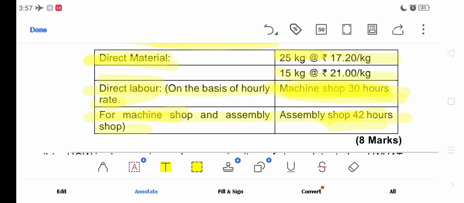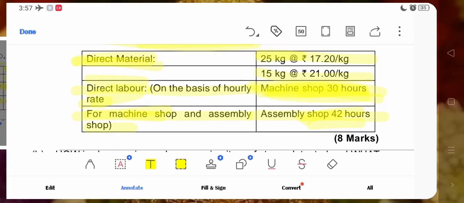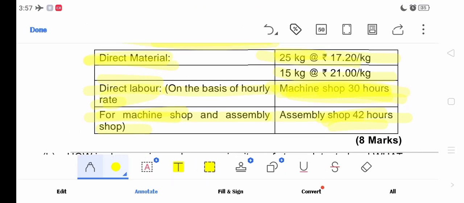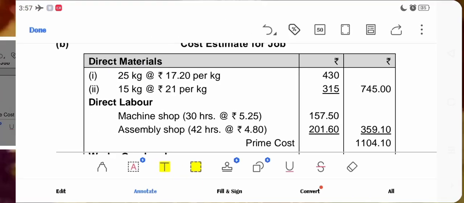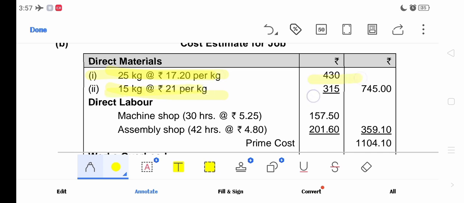How is total cost calculated? Direct material plus direct wages, then comes the prime cost, and you add overhead and all. Yes. So as per the question, here he has given 25 kg at the rate 7.20 and 15 kg at the rate 21. Now by using this info, for the first one, 25 kg into 7.2 per kg comes to 430, and 15 kg at the rate 21 per kg comes to 315. Now the total is 745.